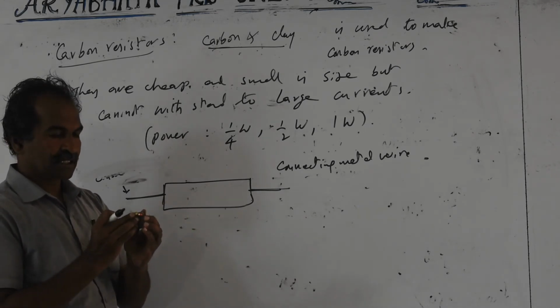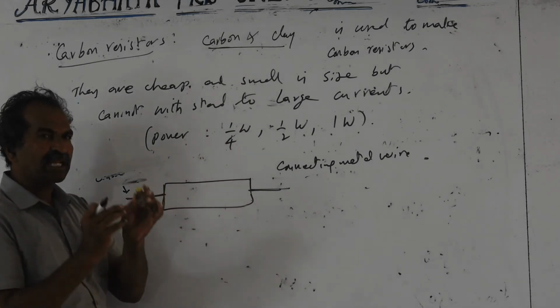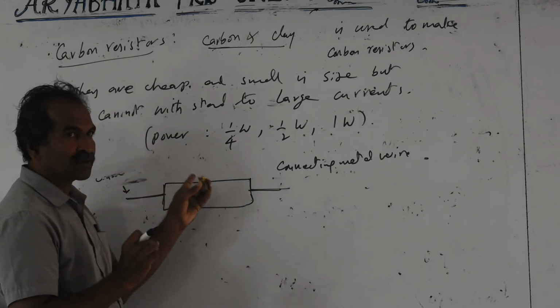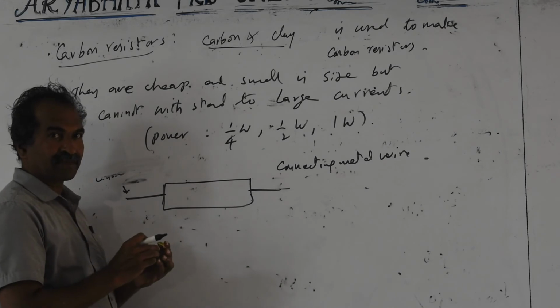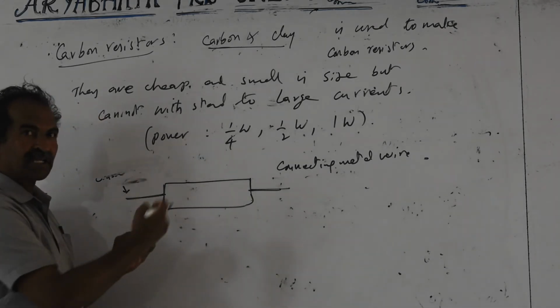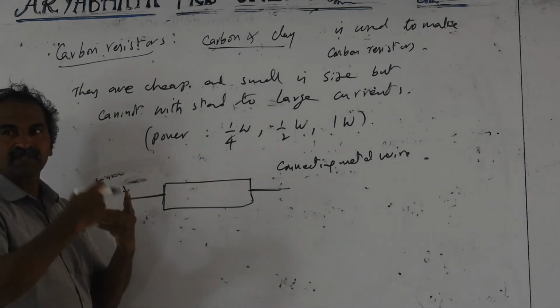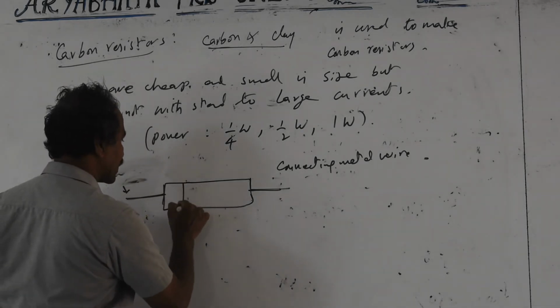So this is a transformer. In this small circuit, many devices are kept. The small-size resistors are used here in this case. And how to know the value? Color bands are given on this. Color bands means it is having color strips on the surface. So bands will be there like this.